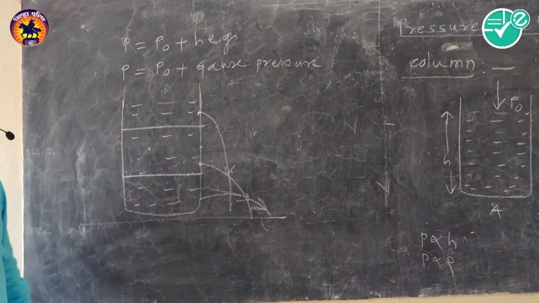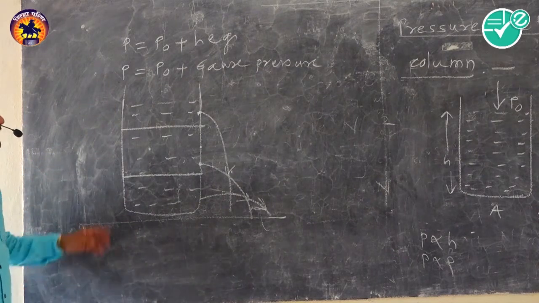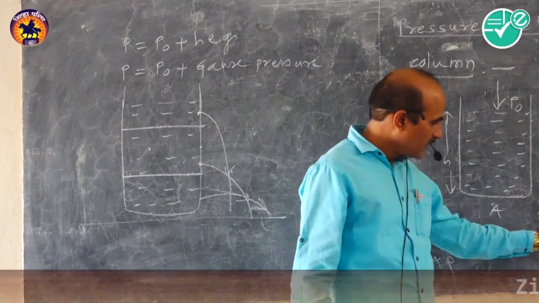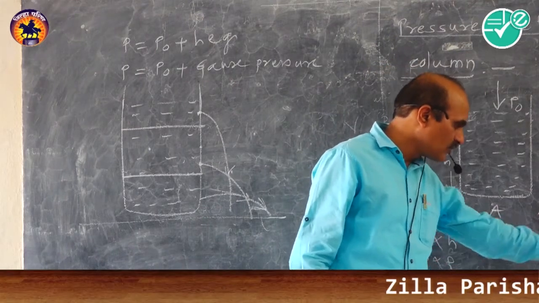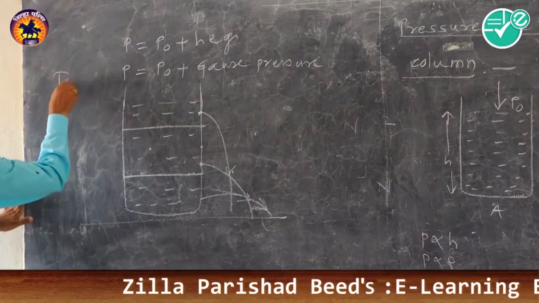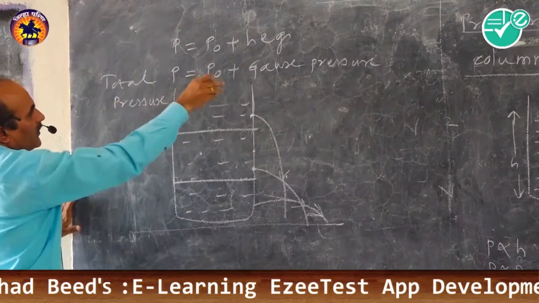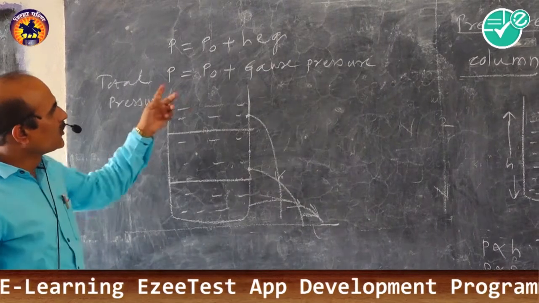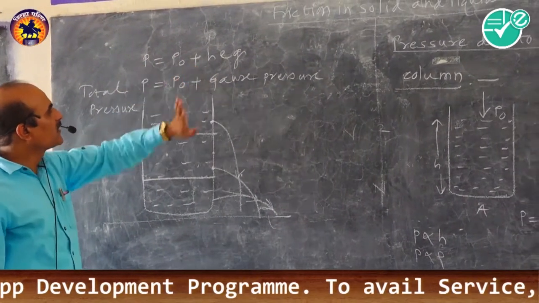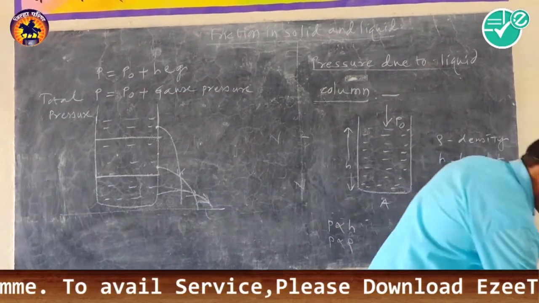So this is the pressure due to the liquid column, and the pressure can be written by this equation. If it is only inside the liquid, it is written as H rho G, and the total pressure on the liquid is written as P is equal to P0 plus gauge pressure, or P is equal to P naught plus H rho G. These are the equations.